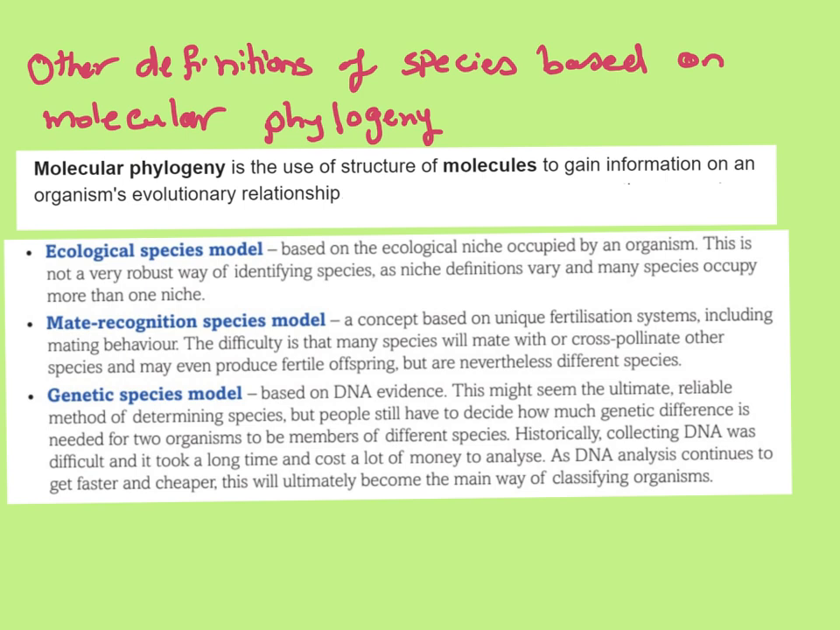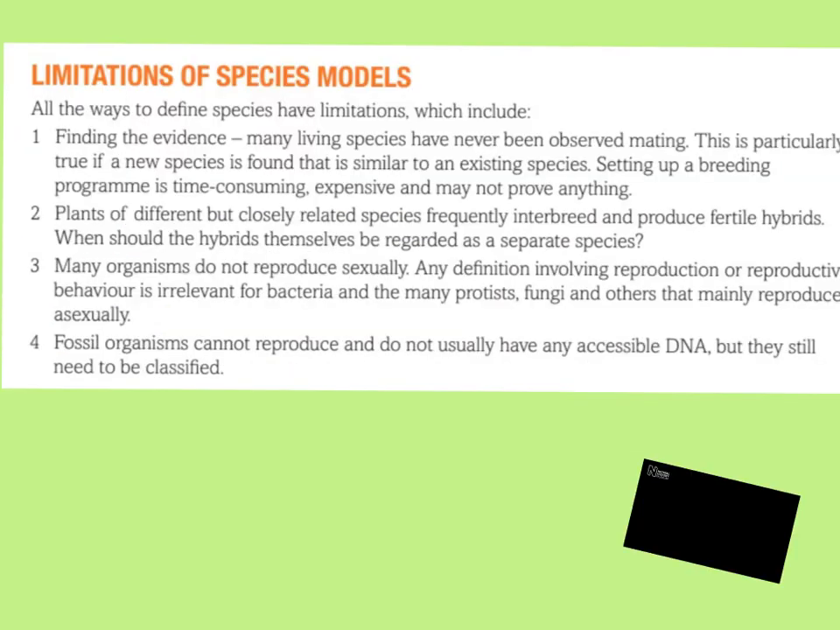When you talk about DNA, we are not looking at the shape of the DNA. We're looking at what? The base sequences, right? We look for the similarities of base sequences. This is the main idea: similarities in the sequences of nitrogenous bases on the DNA structure. If they are very similar, we put them in the same species. But the limitation is that scientists need to decide how much genetic difference is needed to consider two organisms as different species. This model has some limitations. All the ways to define species have limitations.